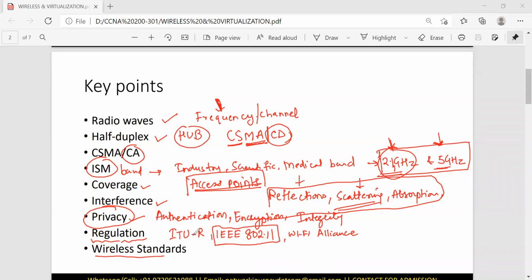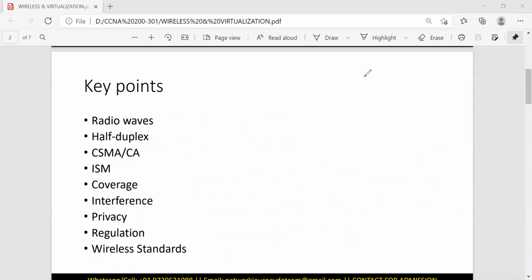So this is, in short, about the different points when we think about wireless communication. Now we will discuss something more related to wireless standards, like what kind of bandwidth is supported, how many channels are available for communication, etc. Okay, so let's go to the next slide.